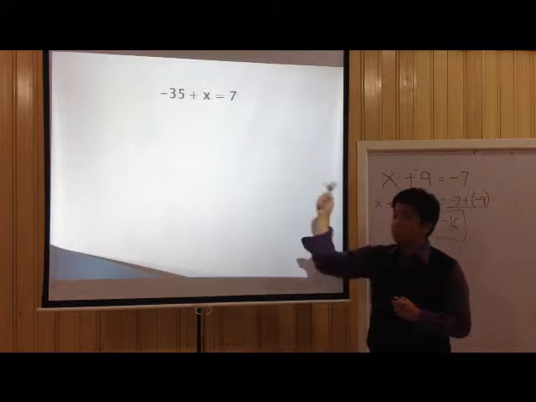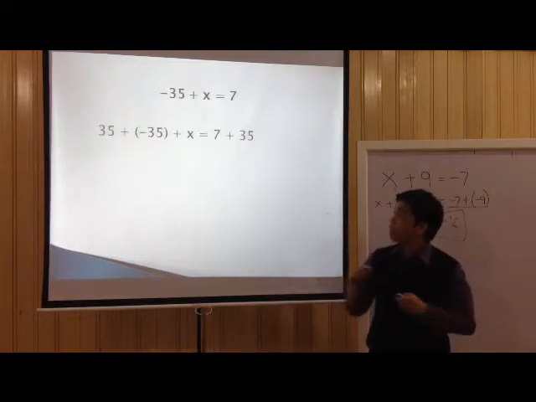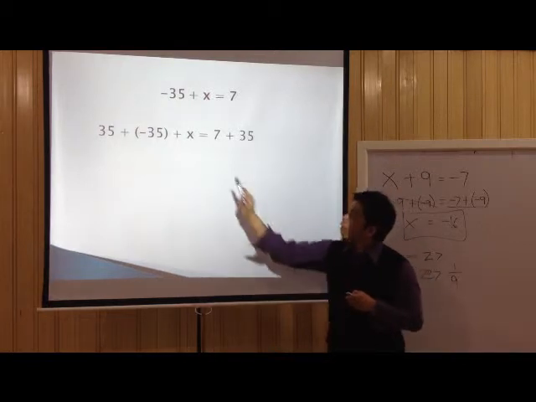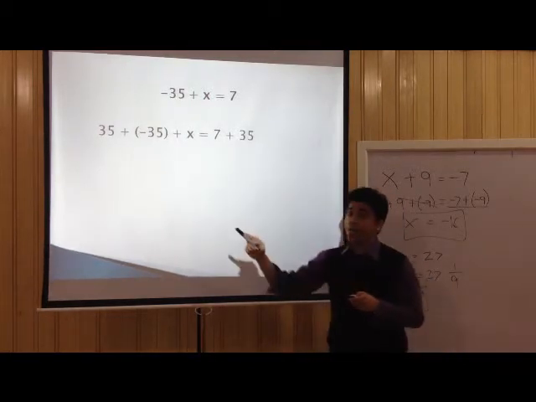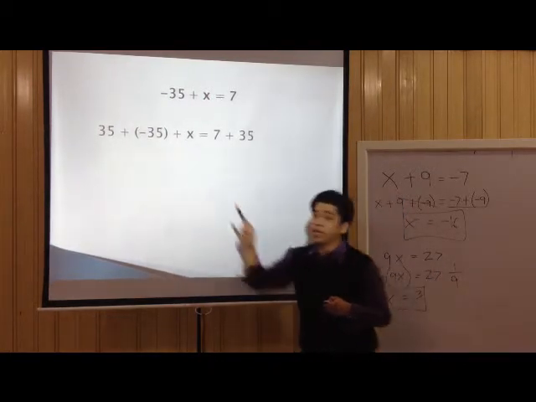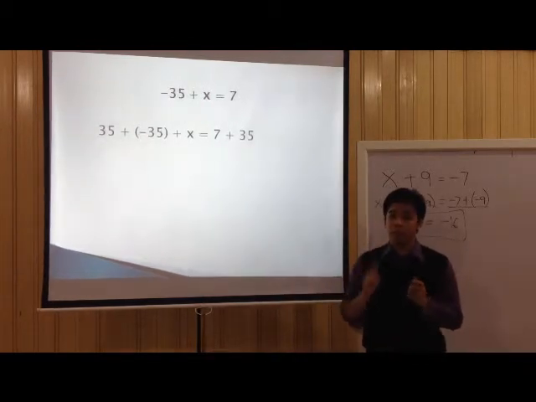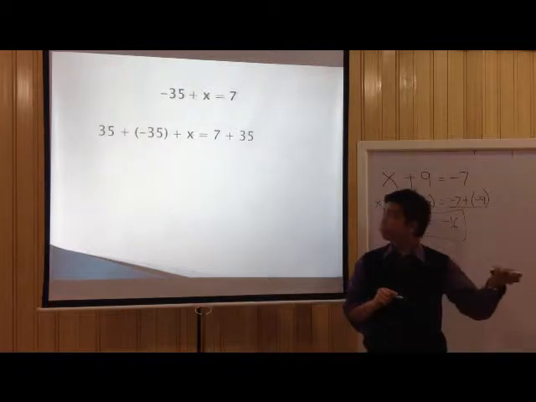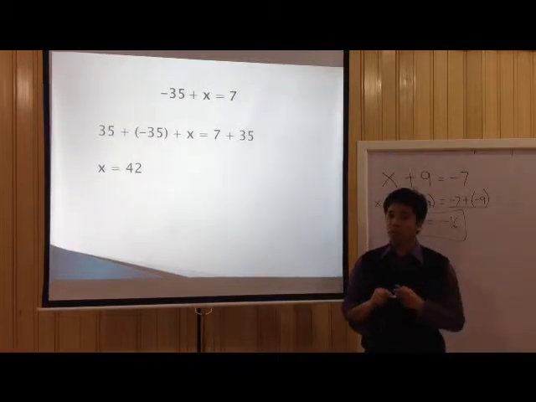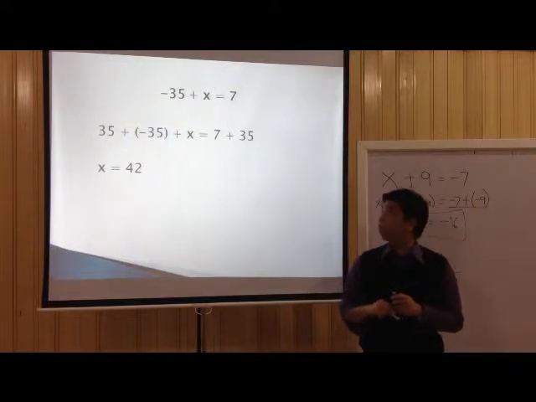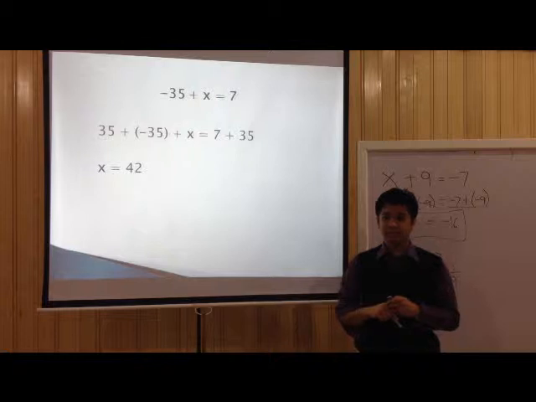If I add positive 35 to the left side and add positive 35 to the right side, 35 plus negative 35, they will cancel out. So I will be left with x. And then if I get the sum of 7 and 35, it will be equal to 42. Therefore, 42 is the solution to your linear equation in one variable, negative 35 plus x equals 7. Any question?